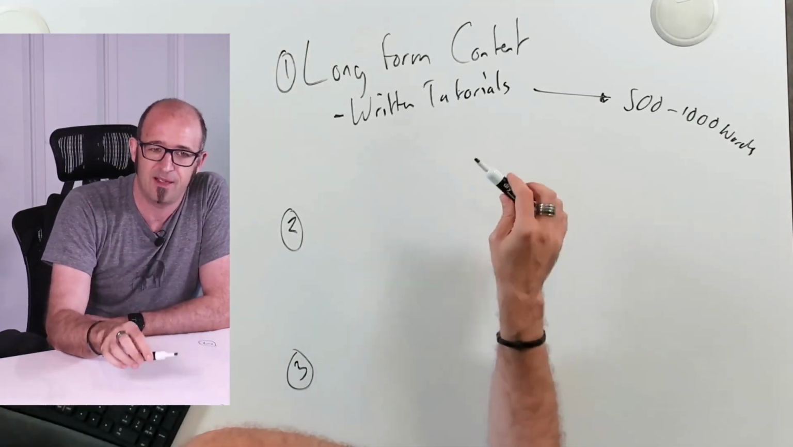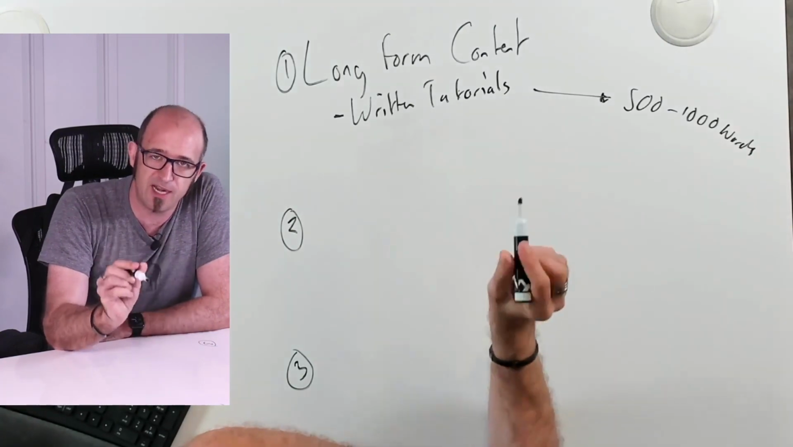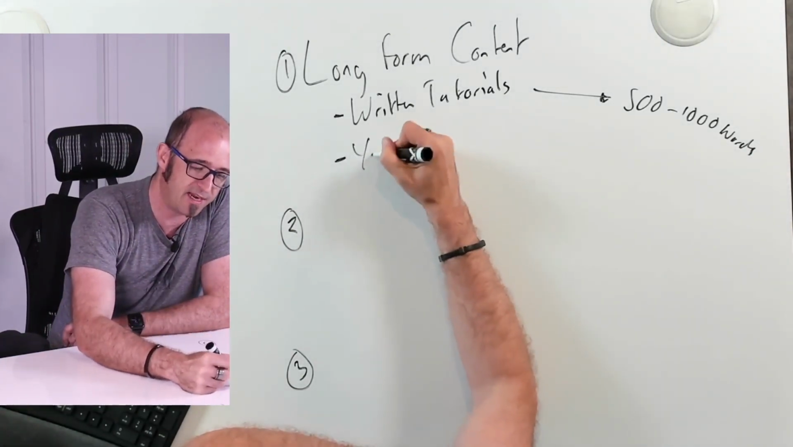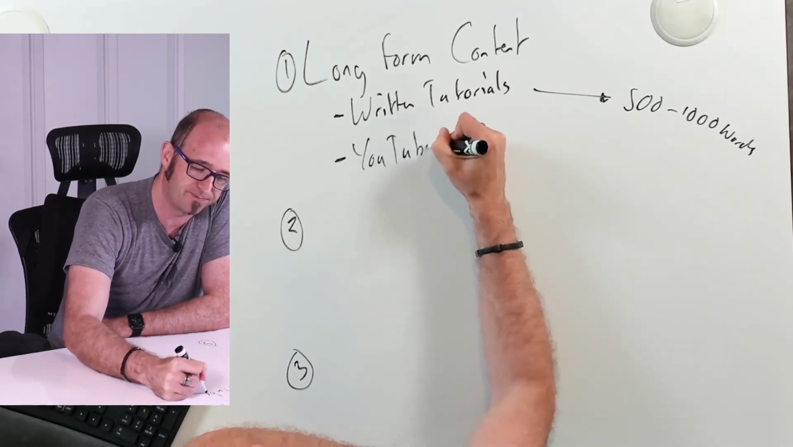The key thing, which I'm going to get to in just a moment, is to be really explicit in the outcome, which I'll talk about in just a second. Then the second thing is going to be YouTube videos.